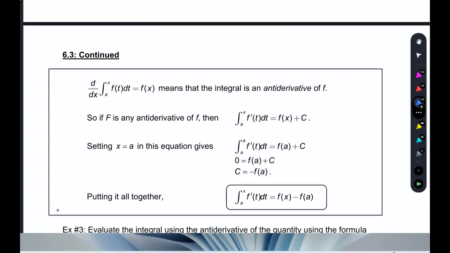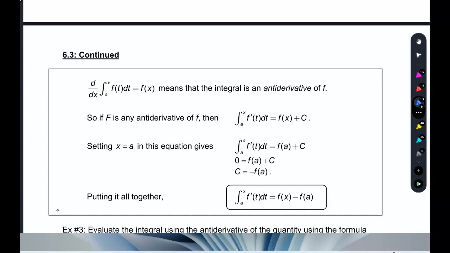Okay, so if we do the derivative of the antiderivative, we get back the integrand. We get back the original function. Okay, so this means the integral is an antiderivative of f. So remember when I say sometimes take the antiderivative or find the integral, they're, yes. So you take a derivative of the integral, you get the function.